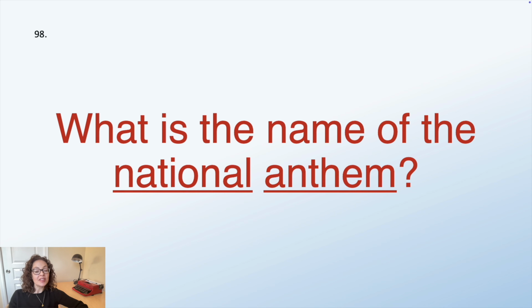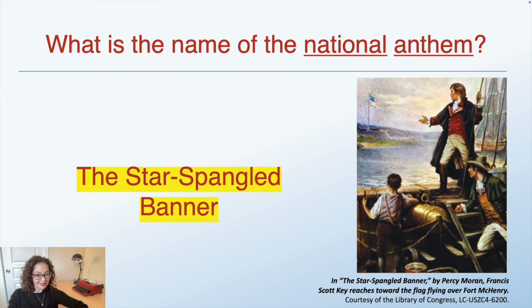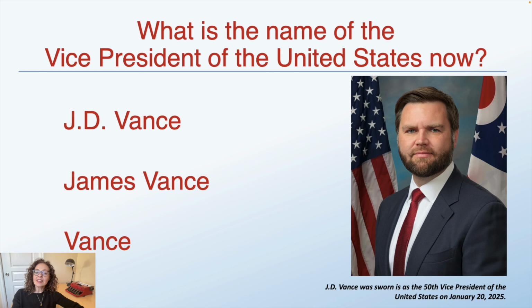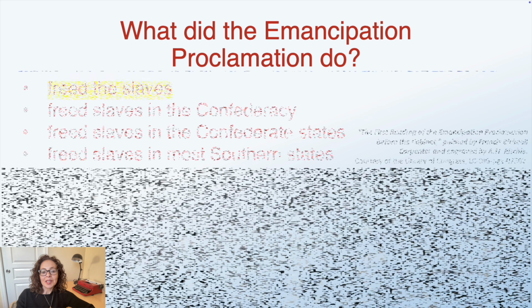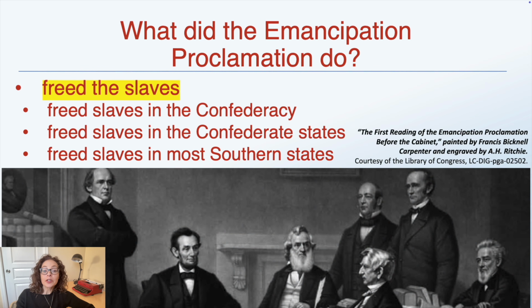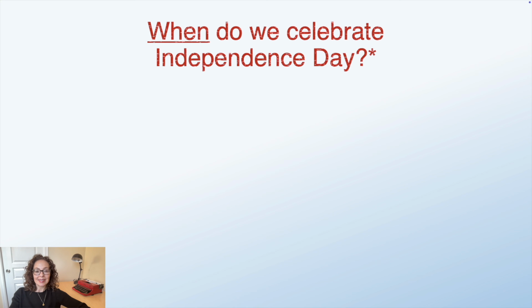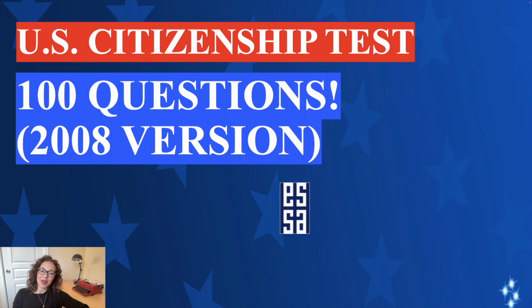What is the name of the national anthem? The Star-Spangled Banner. What is the name of the Vice President of the United States now? That is J.D. Vance. What did the Emancipation Proclamation do? The Emancipation Proclamation freed the slaves. When do we celebrate Independence Day? On July 4th. And there you have it, all 100 civics questions.